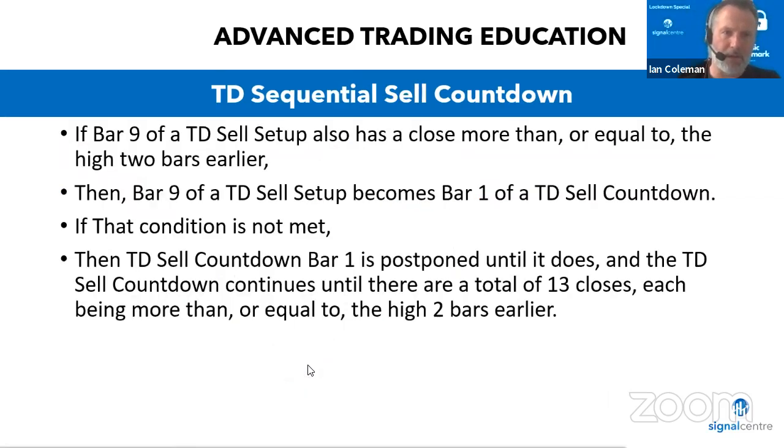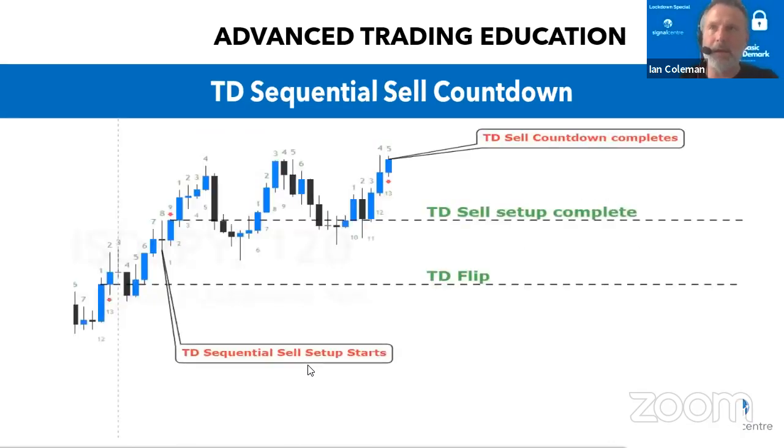So obviously the sell countdown is opposite: if bar 9 of the TD sell setup also has a close more than, which we do in this case actually, or equal to the high 2 bars earlier, then that 9 bar becomes the 1 bar of the sell countdown. If that condition is not met, it's postponed, and we don't need to read through all of that again. So here we can see that this is the TD flip.